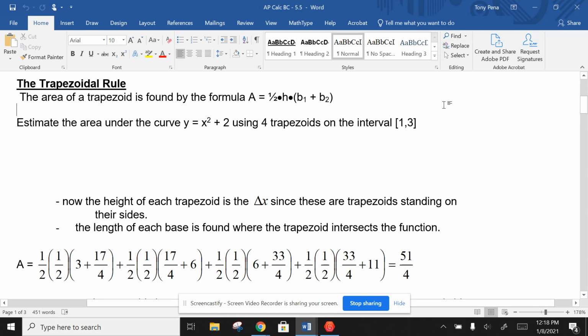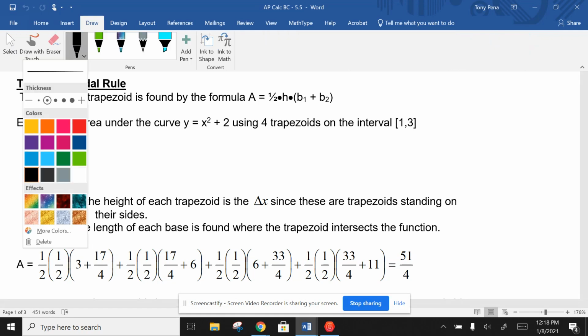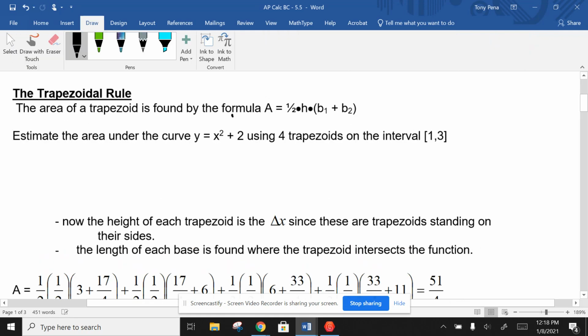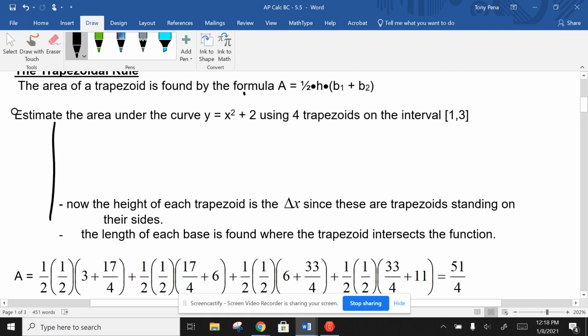Using 4 trapezoids. So x squared plus 2, let me make this a little bigger here. Since we're only going to go from 1 to 3, we don't necessarily need this part over here, but this would be a parabola. It opens upwards, vertex of (0, 2). But since we're only going from 1 to 3, we really only need the stuff that's happening on this side of it. So we're going to approximate the area underneath this curve, but instead of doing rectangles, we're going to do trapezoids.